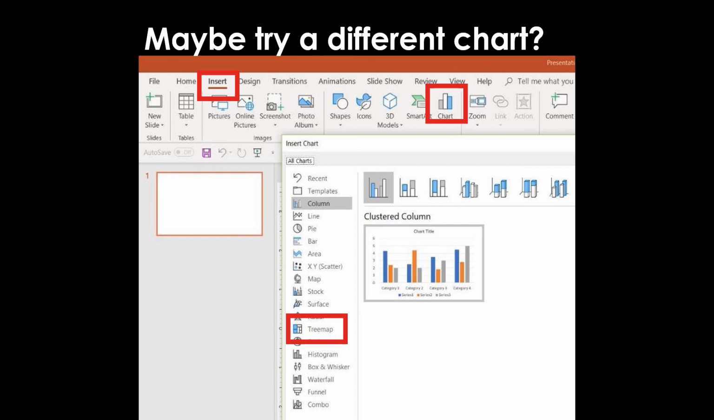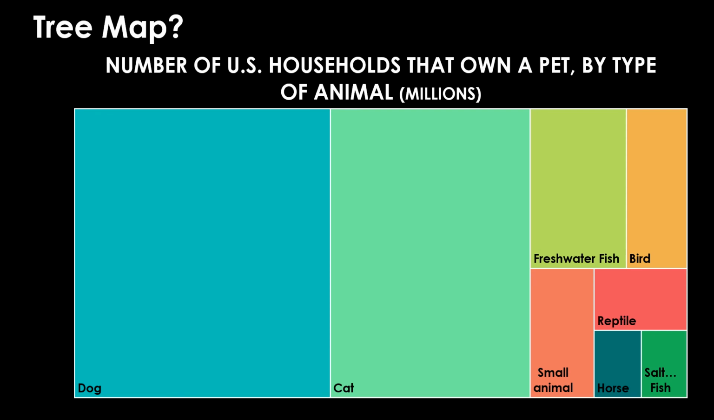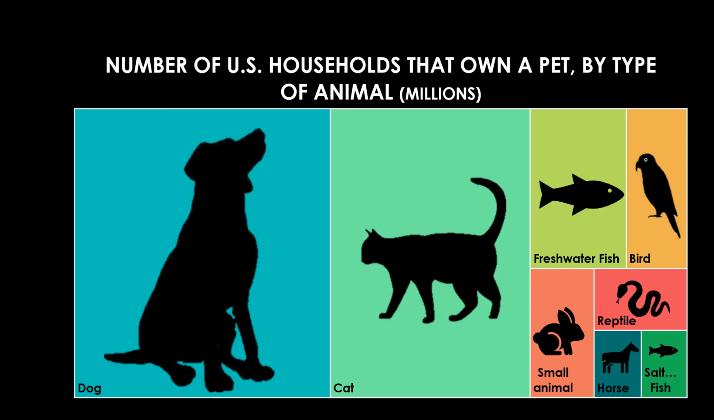But what about trying something else, like a tree map? Well, it was interesting when I did it. I thought, oh, this is a lot easier to read than a pie chart, but could I make it even more visual so people would be able to grasp the information right away? Yes, I could make it more visual by adding in icons for the various types of animals. People could quickly see the type of animal and the portion of households that own a pet of that type.